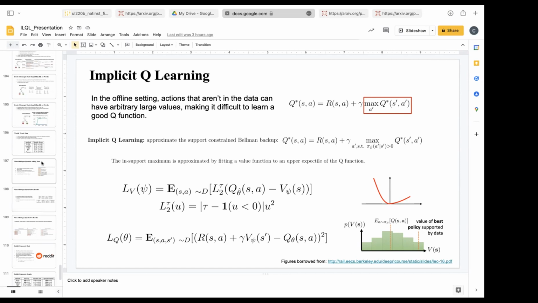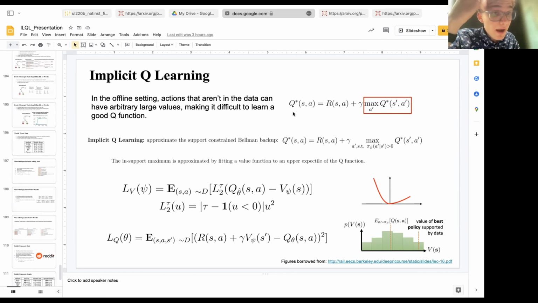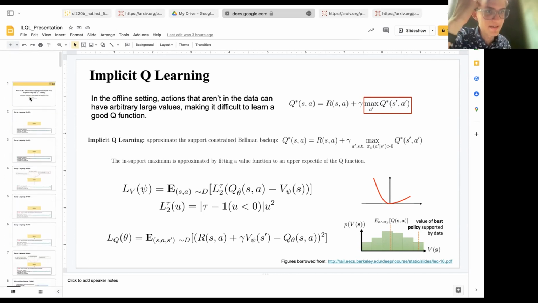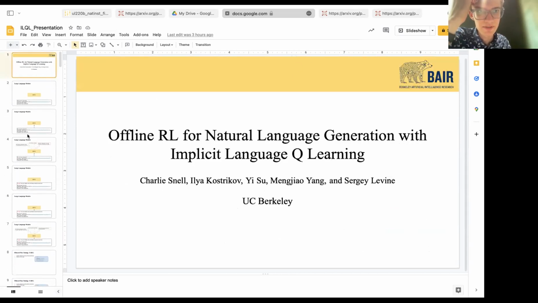Very cool, thanks. Did you look into automating that? Just automatically saying, oh well, the Q values are too high, therefore I anneal tau. I haven't looked at automating that. Ilya, the second author on this, is actually the one who wrote the implicit Q learning paper.